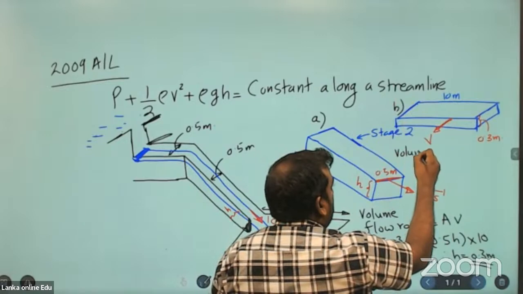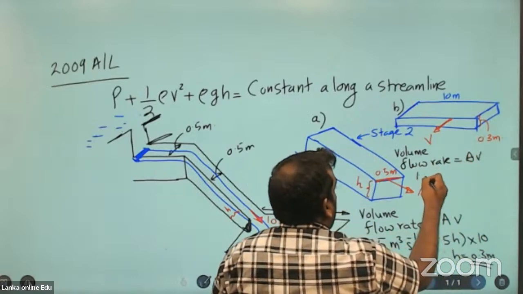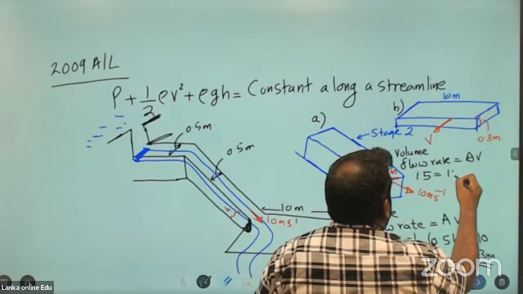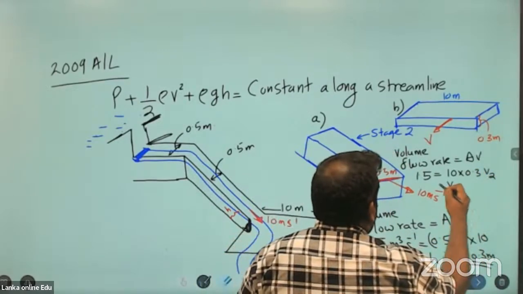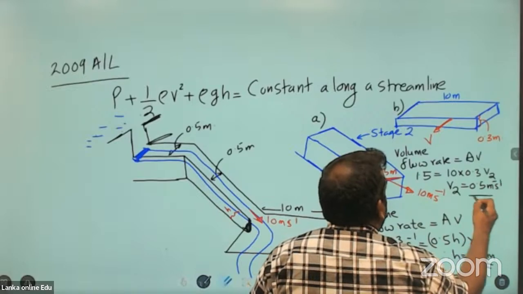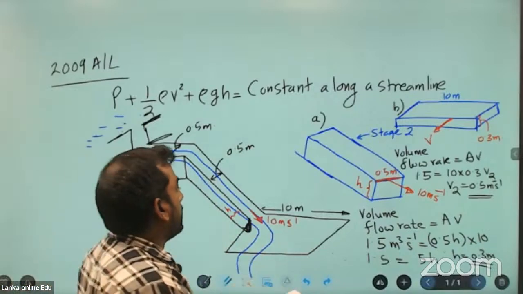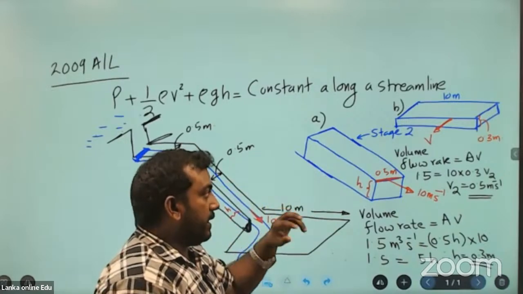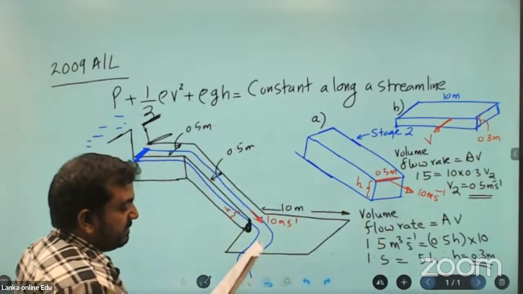So volume flow rate is A times V, 1.5 cubic meters per second. Area is 10 into 0.3. Velocity is going to be V2. From this you can find the stage 3 velocity, 0.5 meters per second. I think that's what they want: calculate the velocity in the shallow part. 10 meter width, same height as stage number 2. So volume flow rate you can easily find, volume flow rate is same, area we can find, velocity we can find. That's a simple job.